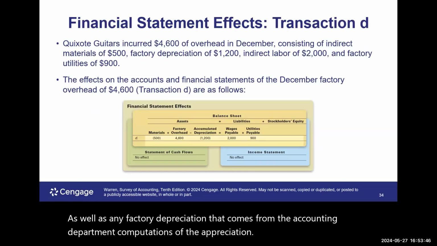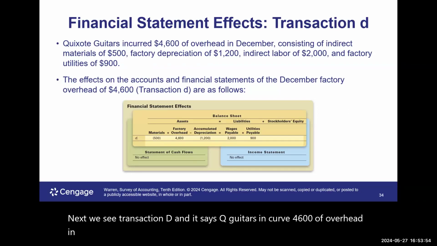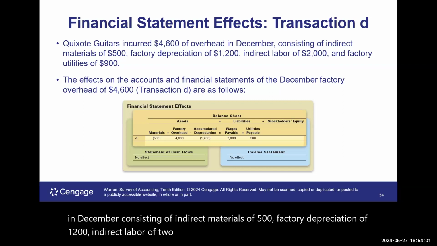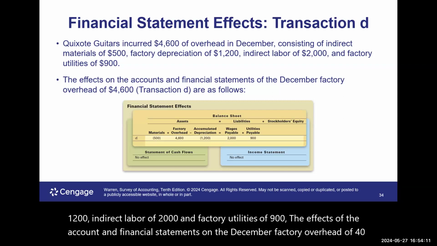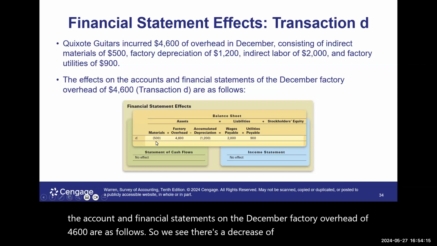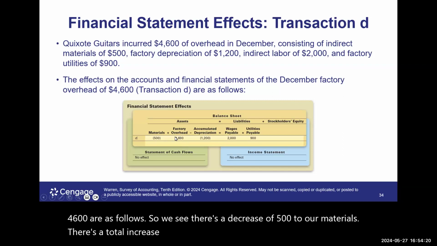Next, we see transaction D, and it says Q Guitars incurred $4,600 of overhead in December, consisting of indirect materials of $500, factory depreciation of $1,200, indirect labor of $2,000, and factory utilities of $900. The effects on the accounts and financial statements of the December factory overhead of $4,600 are as follows. So we see there's a decrease of $500 to our materials. There's a total increase to our factory overhead of $4,600.